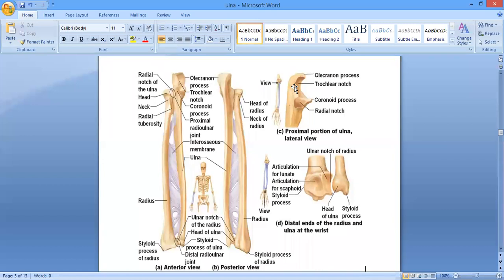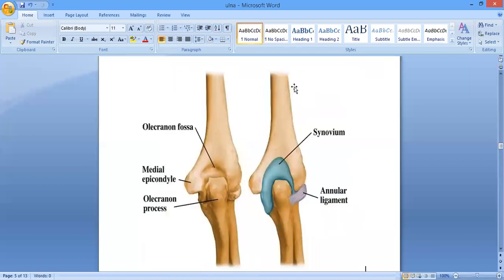Where is the olecranon fossa in the humerus? Yes, on the posterior surface, the posterior side of the humerus. Good. Here you can see on the posterior aspect of the lower end of the humerus, this is the olecranon fossa, and it is going to receive the bent part of the olecranon process. Here you can see.